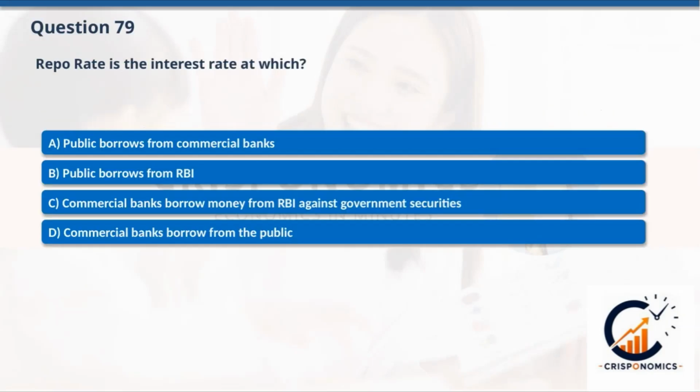Let's break down the repo rate question. The repo rate is the interest rate at which commercial banks borrow money from the Reserve Bank of India, or RBI, against government securities. It's a key tool used by the RBI to control liquidity and inflation. So, among the options, the correct one is that commercial banks borrow from the RBI against government securities. This rate directly influences lending rates across the economy.